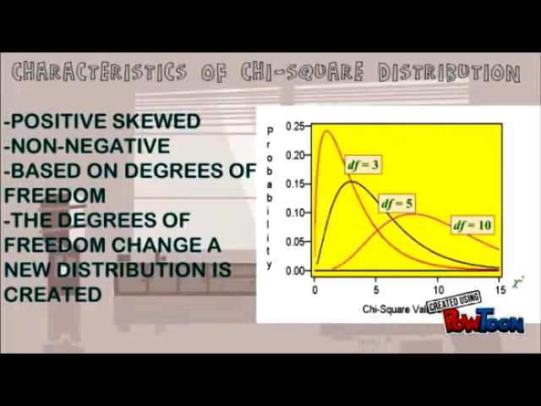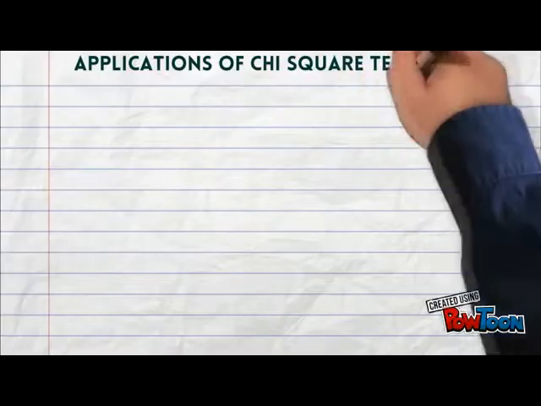The number of degrees of freedom is determined by k-1, where k is the number of categories. Therefore, the degree of freedom determines which curve to use. When the degree of freedom changes, a new distribution is created.